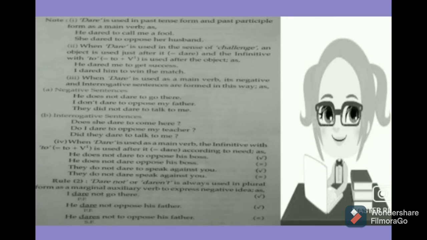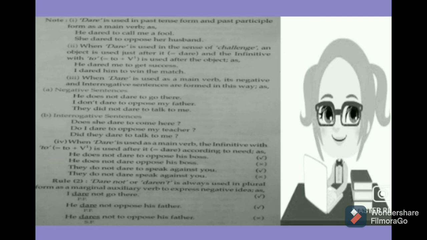He dared to call me a fool. She dared to oppose her husband. Let's see the second point. When dare is used in the sense of challenge, an object is used just after it, and the infinitive with to is used after the object. As you can see in the example, he dared me to get success. Next one, I dared him to win the match.